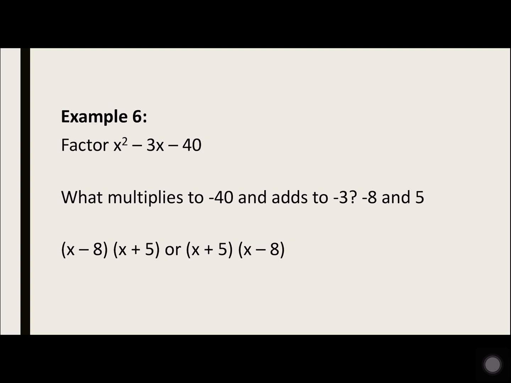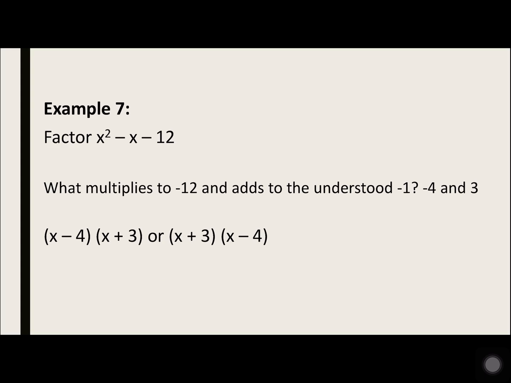Example 6, factor x squared minus 3x minus 40. What multiplies to negative 40 and adds to negative 3? Negative 8 and positive 5. X minus 8, x plus 5, or x plus 5, x minus 8. Okay, that minus 3x in the middle is negative, so that means our bigger number 8 needs to be negative. Because to multiply to negative 40, you need a positive times a negative.